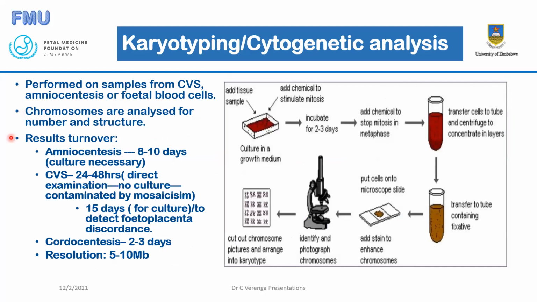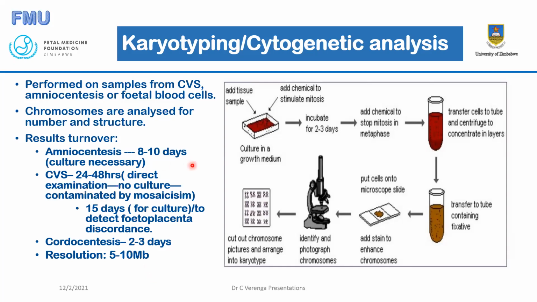What you have to know about karyotype is that it is very good at analyzing the number and the structure, but the structural defect has to have a resolution of at least between 5 to 10 megabase pair. This therefore means that if the defect, the deletion or the duplication, is probably less than 5 megabase pair, you are not going to be able to pick it up when you do the conventional karyotype which I've just described. You are going to miss that. This is going to be interpreted as a normal karyotype.